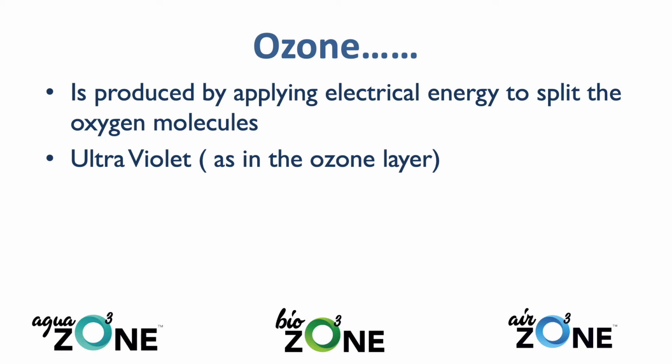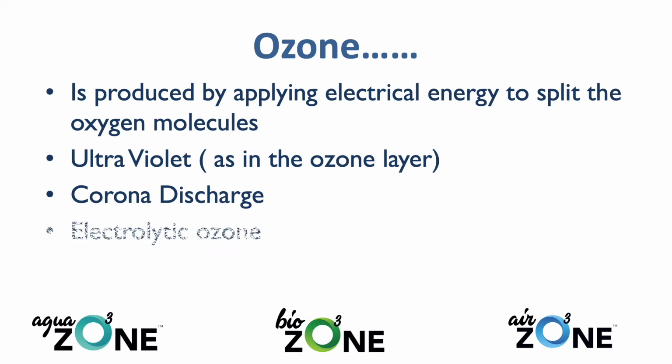and there are various methods of producing it: using ultraviolet, as in the ozone layer; the corona discharge, which is the most popular method; or the electrolytic method, which is becoming more and more known now for ultra pure water, where the oxygen from the water is removed to produce the ozone, not the oxygen in the air.